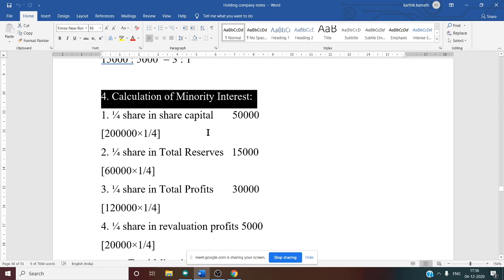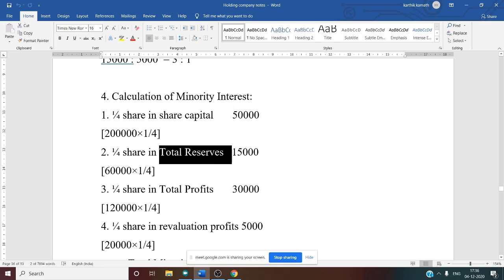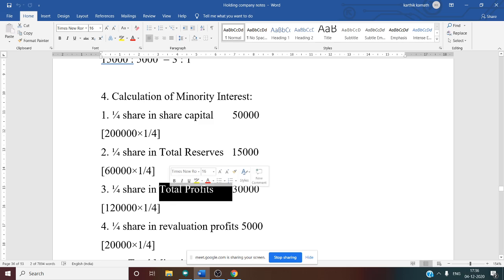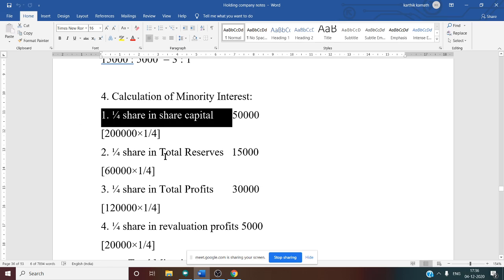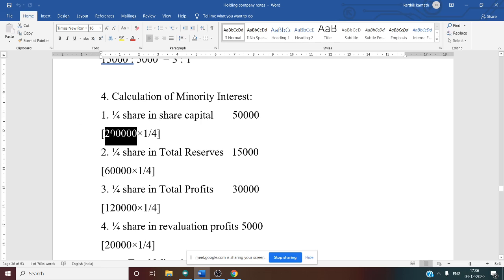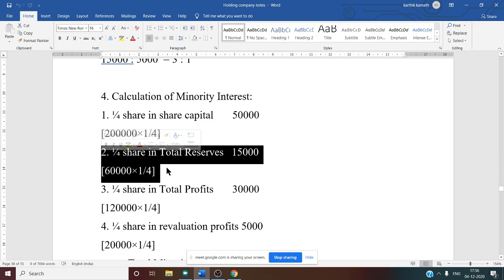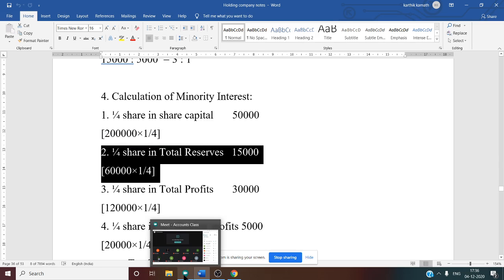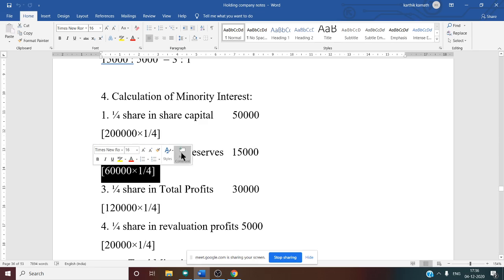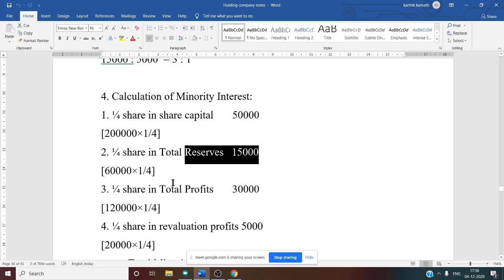For minority interest, we want the share capital of the subsidiary, total reserve of the subsidiary, and total profit of the subsidiary. Now the fraction we know, that is why the first point is 1/4 share in share capital. Share capital given in the balance sheet is 2 lakh. So 2 lakh into 1/4, you will get 50,000 as your answer for the first point. Second one, 1/4 share in total reserve. Total reserve, if you see, 60,000 is given in the balance sheet. The entire reserve is free, so it doesn't matter. Anyway, we want total reserve, so 60,000 into 1/4, you will get 15,000. That is the answer for the second point.